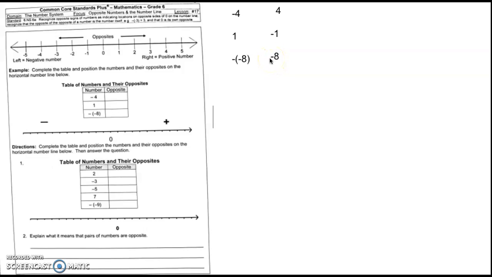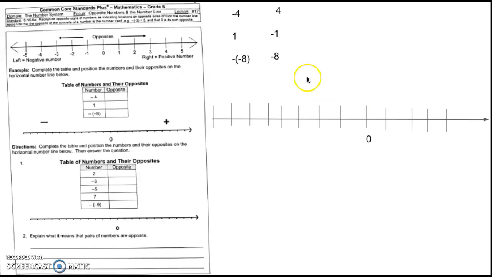So our next step now is to fill out the horizontal number line below. So mine's a little wonky. It is what it is. So we have 0 in the quote-unquote middle, but I don't have it in the middle because I have a larger number of negatives. And we must remember that anything on the right side is positive and anything on the left side is negative.